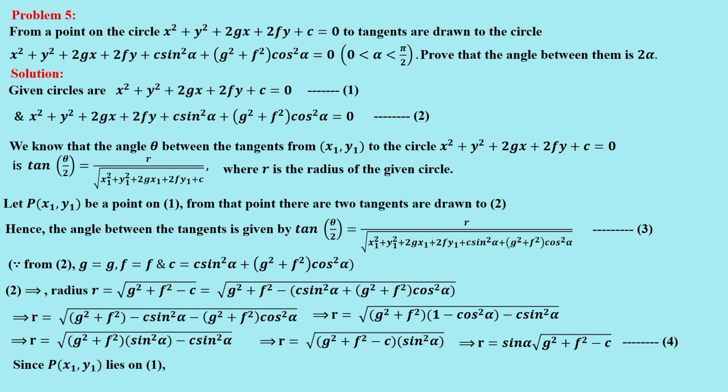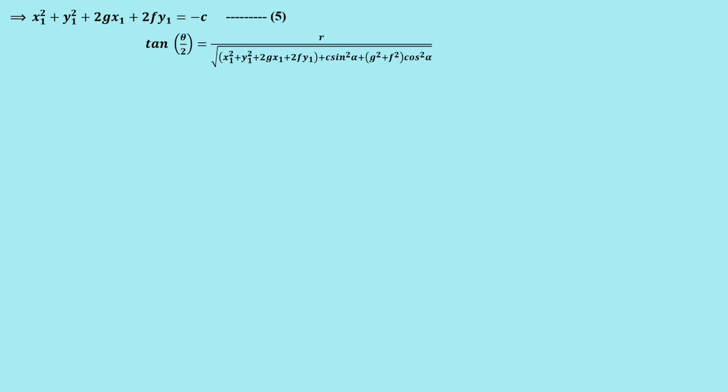Since P(x1, y1) lies on 1, P(x1, y1) satisfies equation 1. Put x equal to x1 and y equal to y1 in 1. So we will get x1 square plus y1 square plus 2g x1 plus 2f y1 plus c equal to 0. Therefore minus c is equal to x1 square plus y1 square plus 2g x1 plus 2f y1, right. We are taking c to the right hand side, it will become minus c. That is equation number 5.